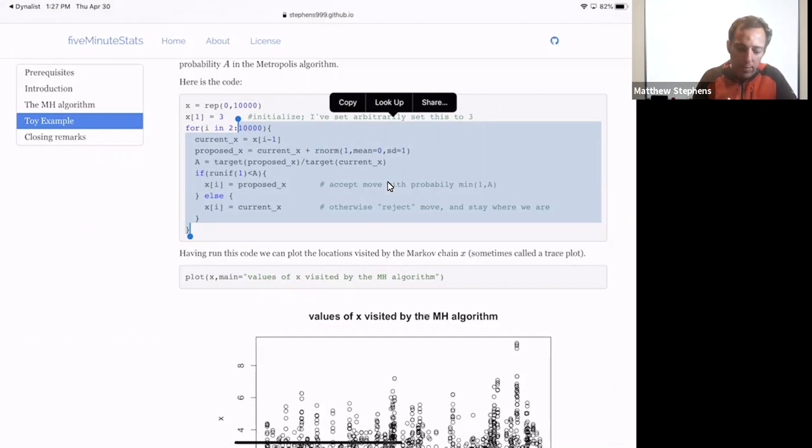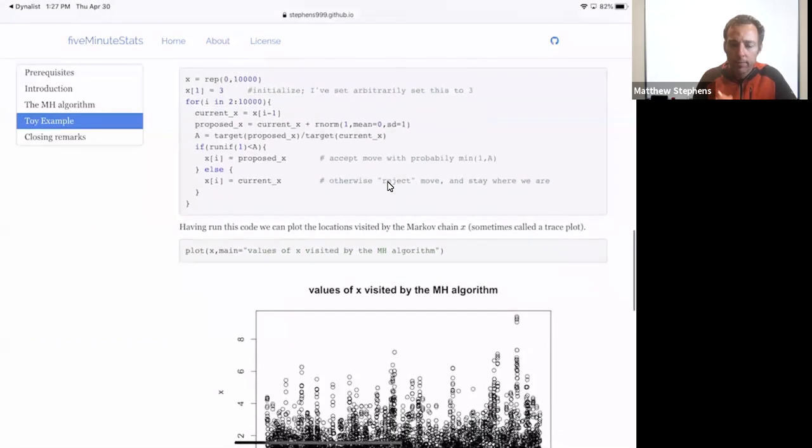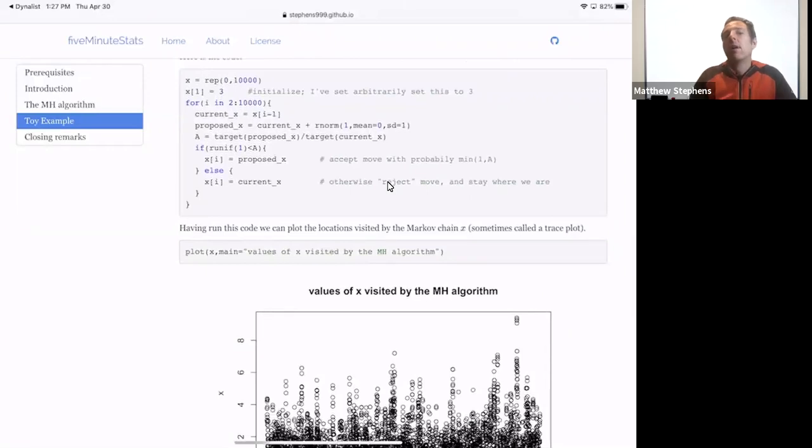That's right. And then the proposed x, we generate a proposed x by adding a random normal to the current x. So that's like generating y, if you like. I call it proposed x here. And then we compute the acceptance probability as the ratio of the target evaluated at the proposed x divided by the target at the current x. So remember that Q's cancelling out here because it's this symmetric random walk. So we don't need to worry about the Q term.